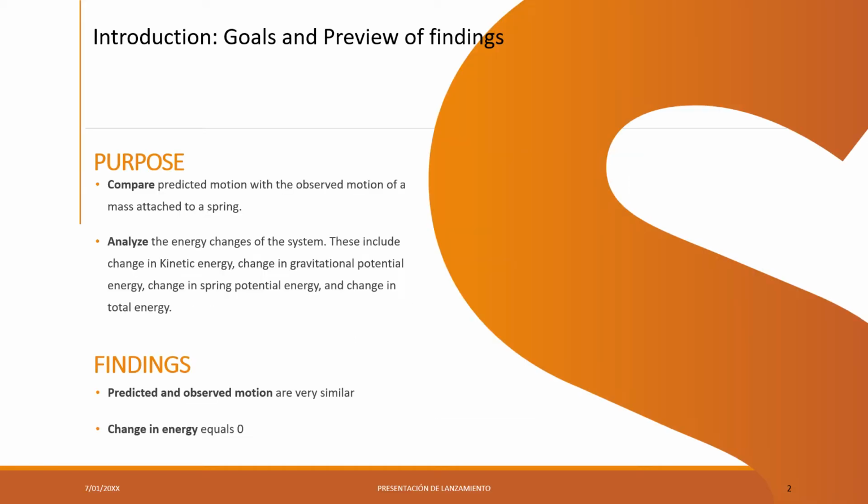For this lab, we want to examine the motion of a spring mass system in which the mass swings in an arc while oscillating on the spring. Our purpose is to compare the predicted motion given by GlowScript with the experimental motion analyzed in Tracker. Also, we want to analyze the changes of the energy of the system. The findings for this lab were that the predicted and the observed motion resulted quite similar and that the change in total energy was equal to zero.